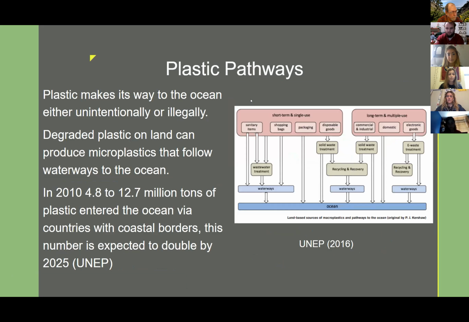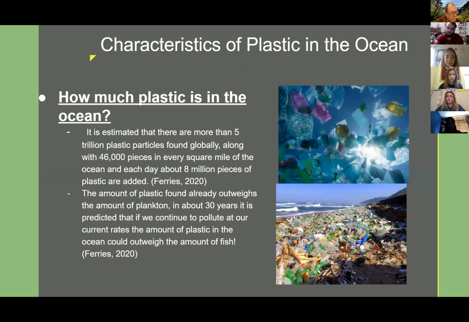And lastly, some pathways that plastic takes. Plastic can get to the ocean in 3 ways. It can be illegally dumped, unintentionally lost, or run off through our water system. Plastic in landfills that receives a lot of sunlight will degrade into microplastics, which can be blown into the ocean. Anytime we use dishwashing soap or wash our clothes, the microplastic beads in there can also get into the ocean that way. Storms can also blow a lot of plastic into the ocean by accident. I'm going to hand it over to Casey, who's going to talk about characteristics of plastic in the ocean.